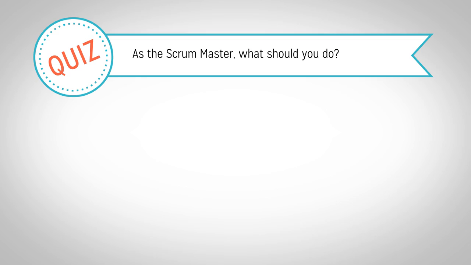You are the Scrum Master at the sprint review meeting. As the development team is demoing the product, one of the stakeholders offers a suggestion for a new feature. The development team, product owner, and the stakeholder start discussing this new feature. As the Scrum Master, what should you do? A. Join the discussion. B.